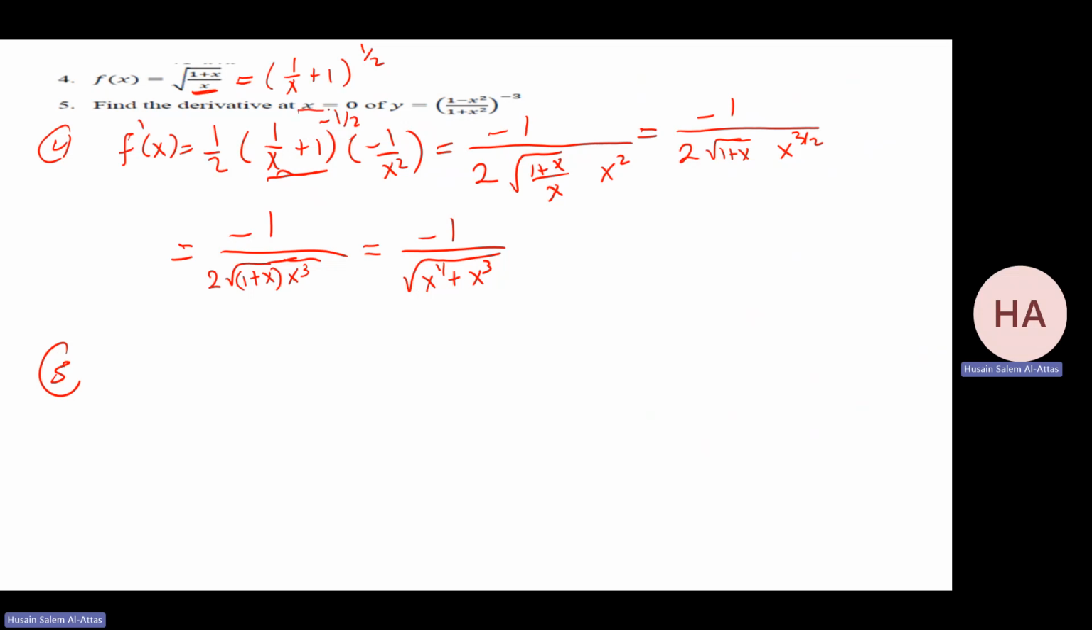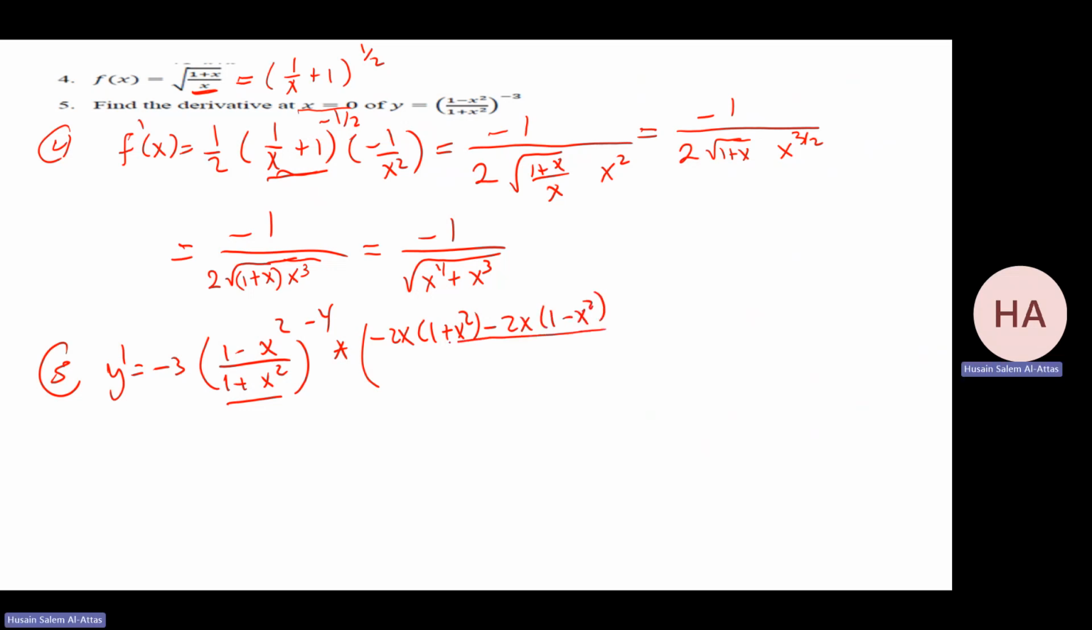Find the derivative at x equals 0 for this function. Y prime will be minus 3, 1 minus x squared over 1 plus x squared to the power minus 4 times derivative of this quotient rule, which is what? Derivative of the numerator times the denominator minus derivative of the denominator times the numerator over 1 plus x squared all squared.